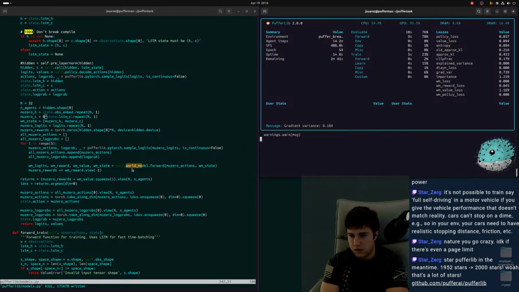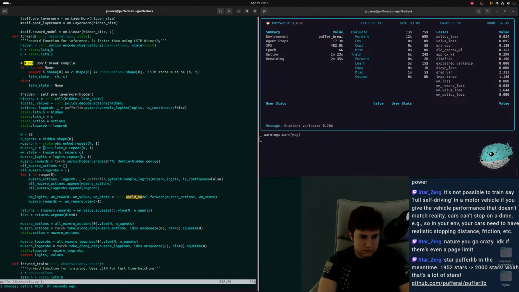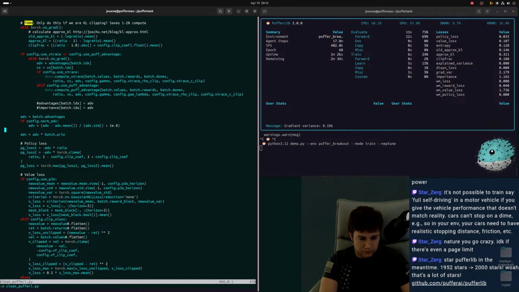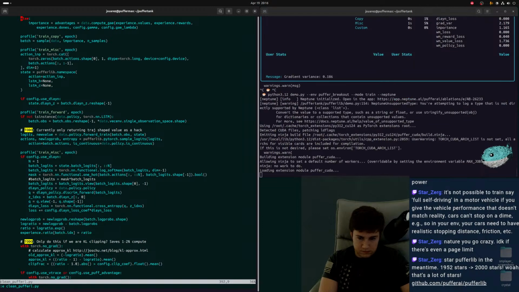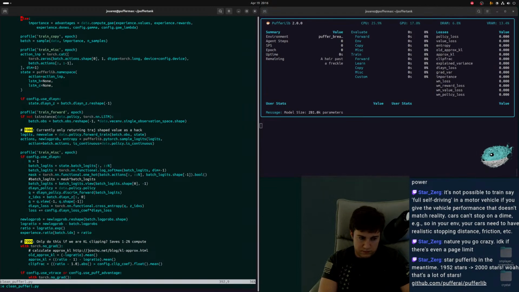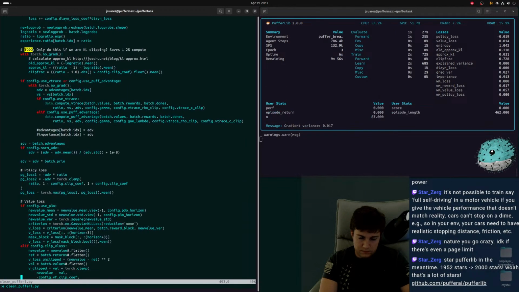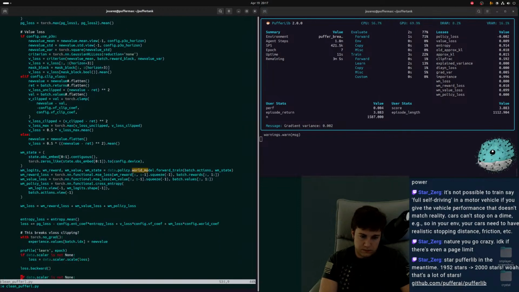Okay. Is it unstable? It's weird. I could technically train it on length 1 segments. I don't think that's what we want to do, right?